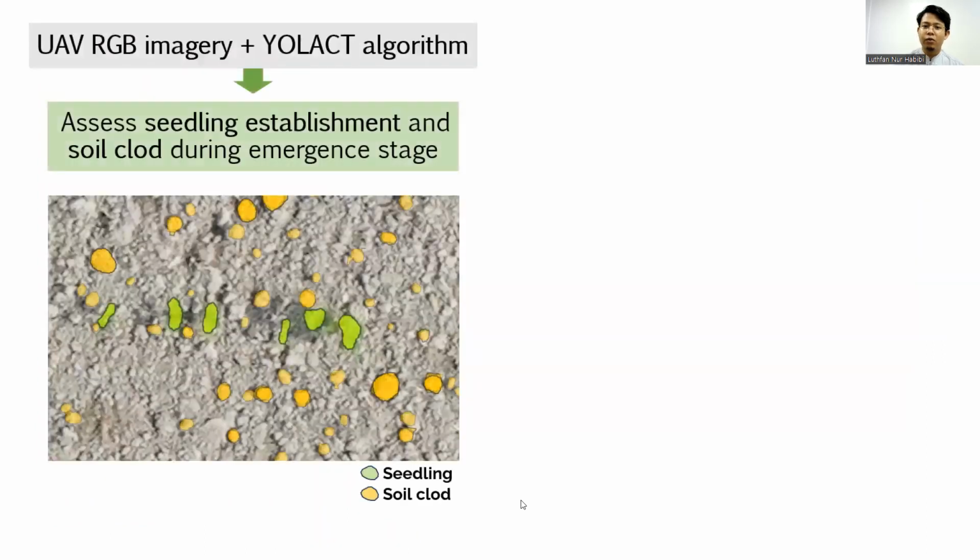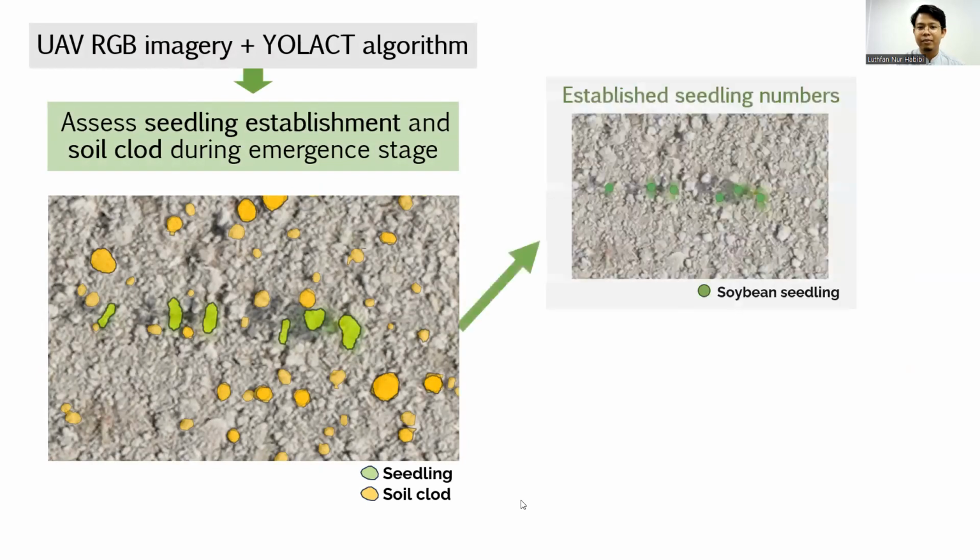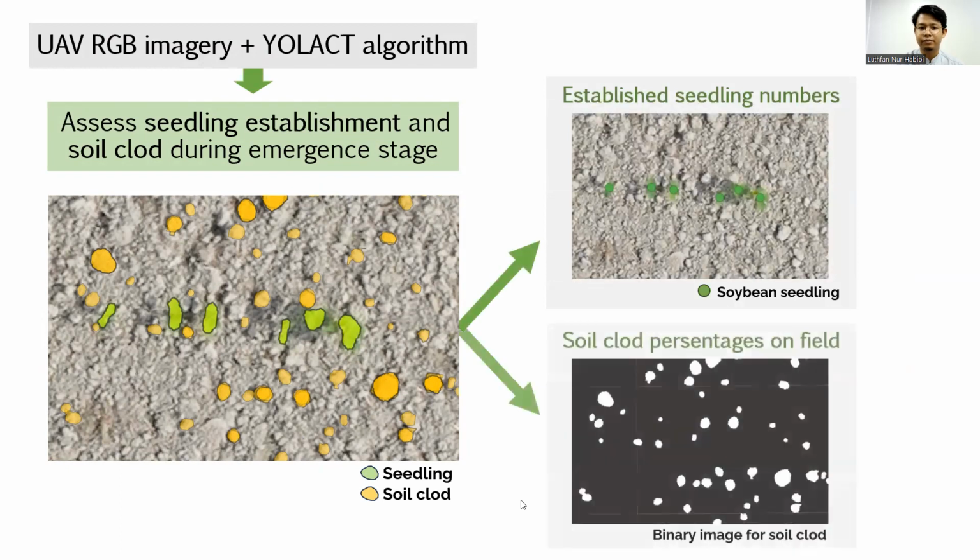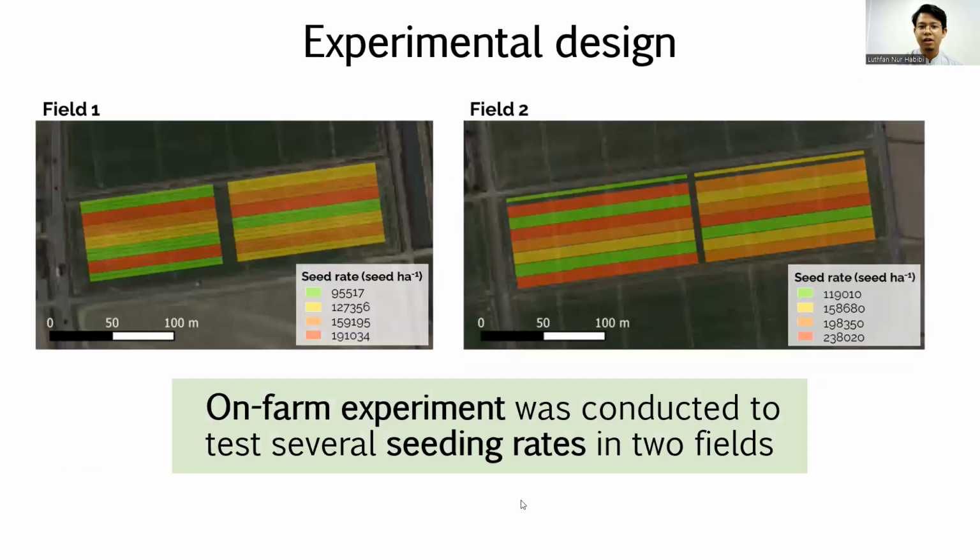In this study, we used UAV imagery processed using the YOLACT algorithm to simultaneously assess the established seedling numbers and soil clod percentage in the field. Furthermore, we also implemented an on-farm experiment to test several seeding rates in the fields in order to get insight into how soil clod affects the seedling establishment and yield.